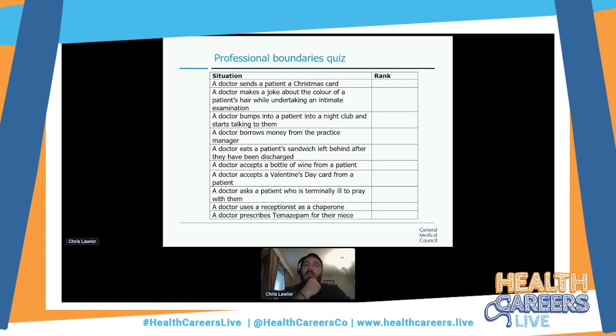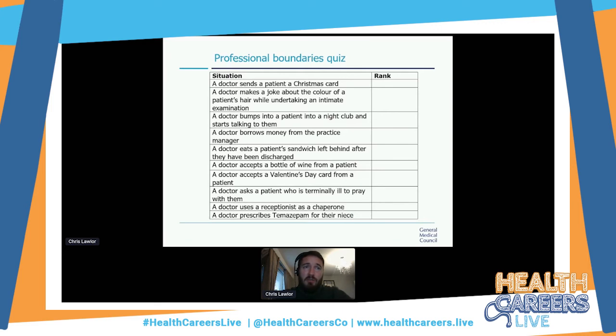So a doctor asks a patient who is terminally ill to pray with them. There is guidance about this, so you can have a read about it in more detail about those doctor-patient boundaries and making sure we maintain those boundaries. And again, this is likely to be inappropriate. So we are clear that as doctors, you shouldn't be imposing your own beliefs onto a patient. And if you're not sure what a patient's beliefs are, then by suggesting this, you could be offending them.